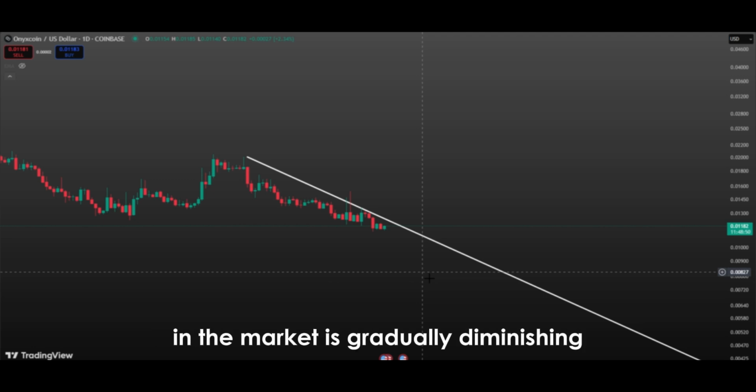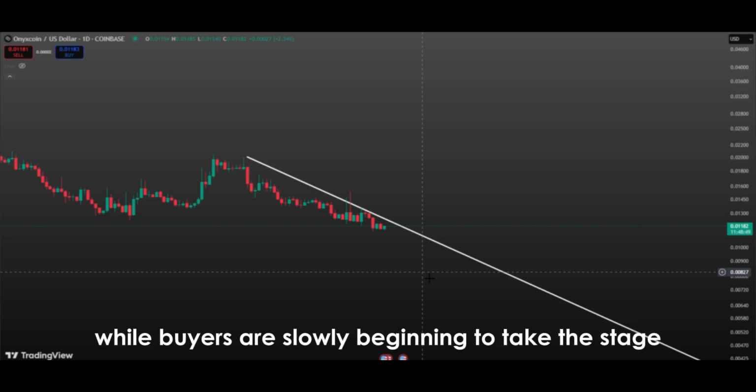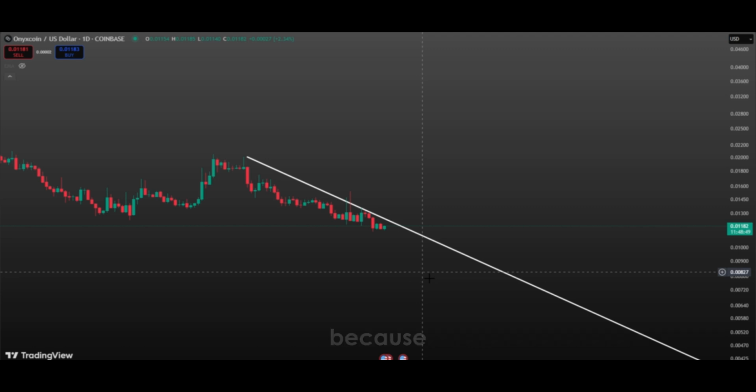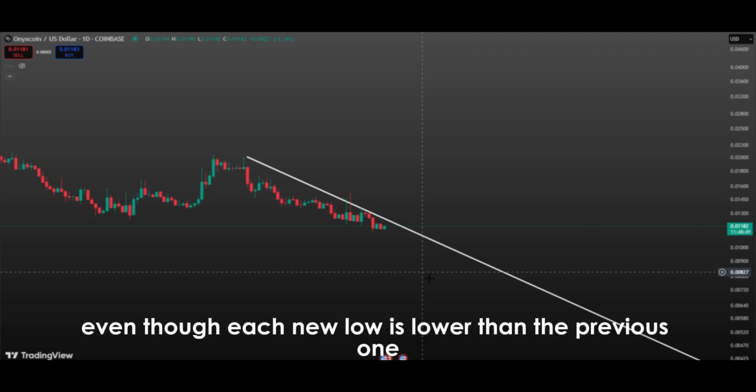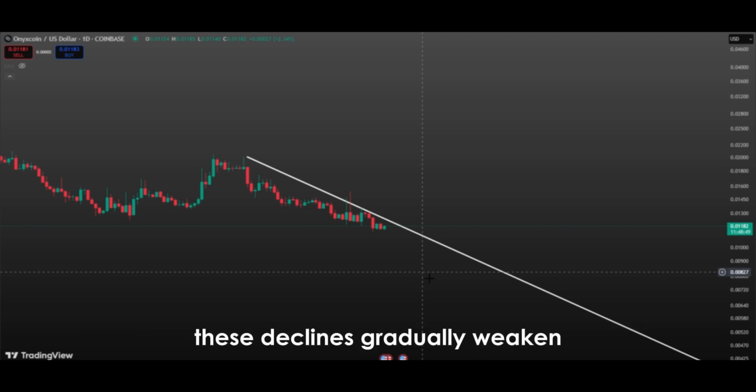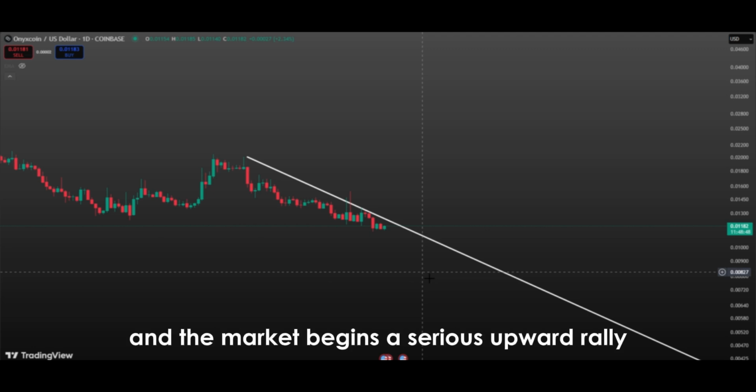Although prices seem to be compressing downward in this pattern, it actually shows that the power of sellers in the market is gradually diminishing while buyers are slowly beginning to take the stage. Because even though each new low is lower than the previous one, these declines gradually weaken, momentum is lost, and at some point, the price presses against the upper line of this structure. It is precisely here, with the breakout of the upper trend line, that strong buying appetite emerges and the market begins a serious upward rally.